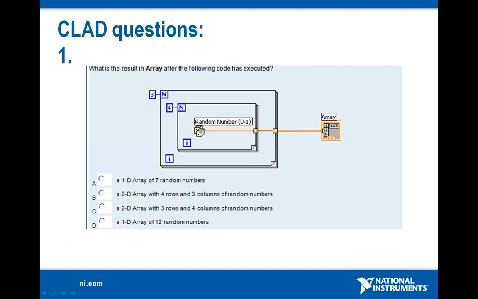your next question. In this question, they are asking what is the result in array after the following code has executed. In this code, we can clearly see that there is a nested for loop with 2 indexed tunnels. The innermost function which has been used here is a random number generator function. This function gives out random numbers, and those random numbers are then stored inside a single dimension array in the inner for loop, and the outer for loop is responsible for the second dimension of that array.